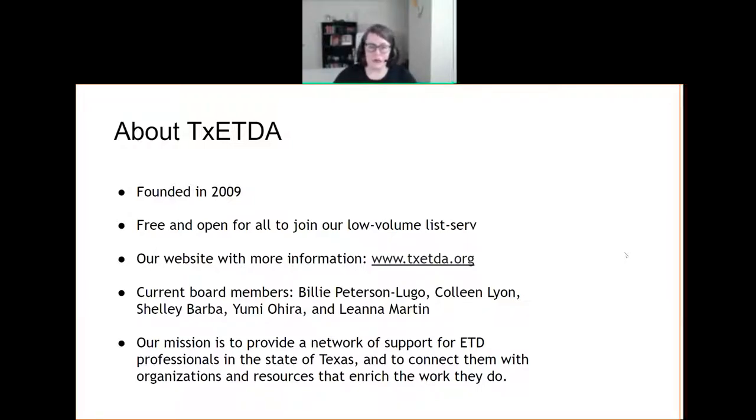The current board members for TxETDA are Billy Peterson Lugo, Colleen Lyon, Shelley Barba, that's me, Umi O'Hara, and Leanna Martin. And our mission that started in 2009 and we continue to this day is to provide a network of support for ETD professionals in the state of Texas and to connect them with organizations and resources that enrich the work they do. As I said, trying to find those people who can understand it better.